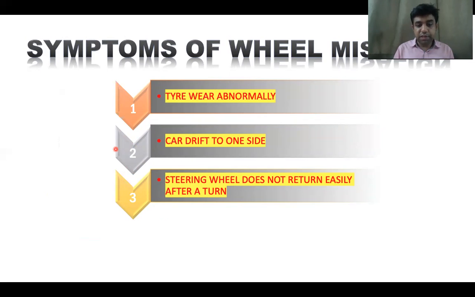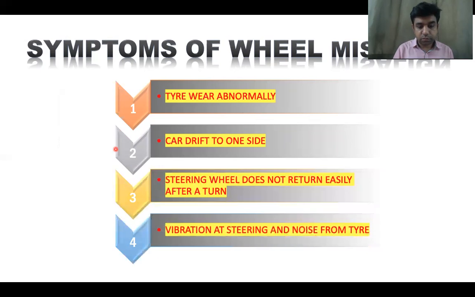Then the steering wheel does not return easily after a turn. If you are taking a turn, then when you release the steering wheel, it will try to come to its natural state on its own. But if it's not returning, then it is also a sign of misalignment. Fourth, there will be a vibration at the steering wheel, and you will hear a kind of noise called a squeaky noise coming from the tire surface. So these are certain symptoms you may face which tell you that wheel alignment is required.